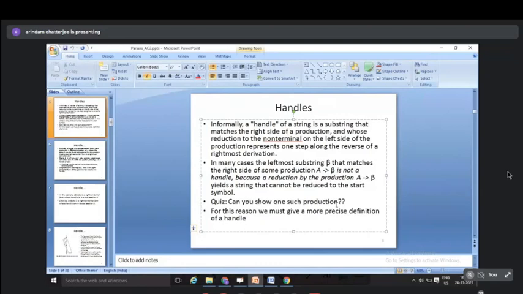Please say something, because this is very important. Did you understand that? Yes, sir. Yes, sir. Matching the substring doesn't mean it can be reduced.